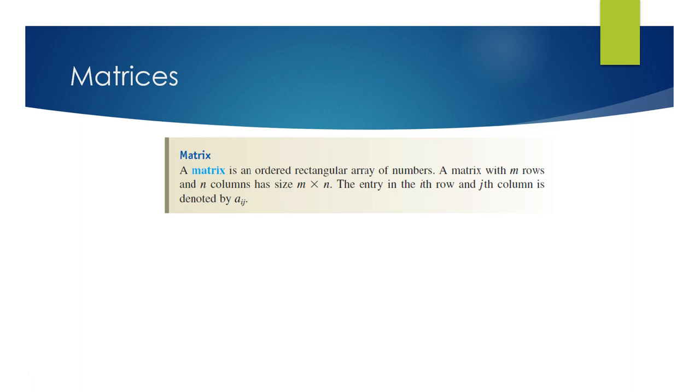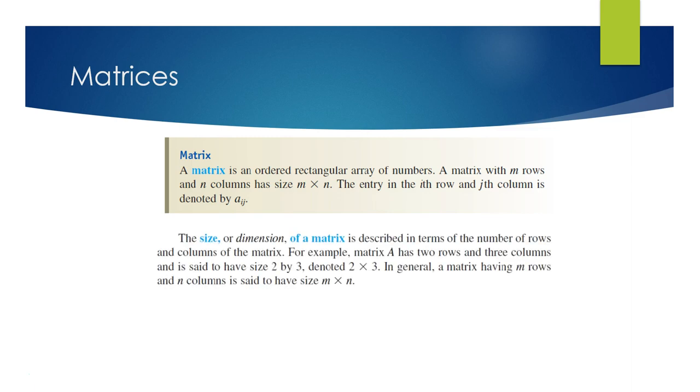A matrix is an ordered rectangular array of numbers. A matrix with m rows and n columns has size m by n, so it's number of rows by number of columns. An entry in the ith row and jth column is denoted by little a, i j. So capital letters are usually used to designate a matrix. Lowercase letters with subscripts are used to indicate specific elements that are in that matrix. The size or dimension of a matrix is described in terms of number of rows and columns.